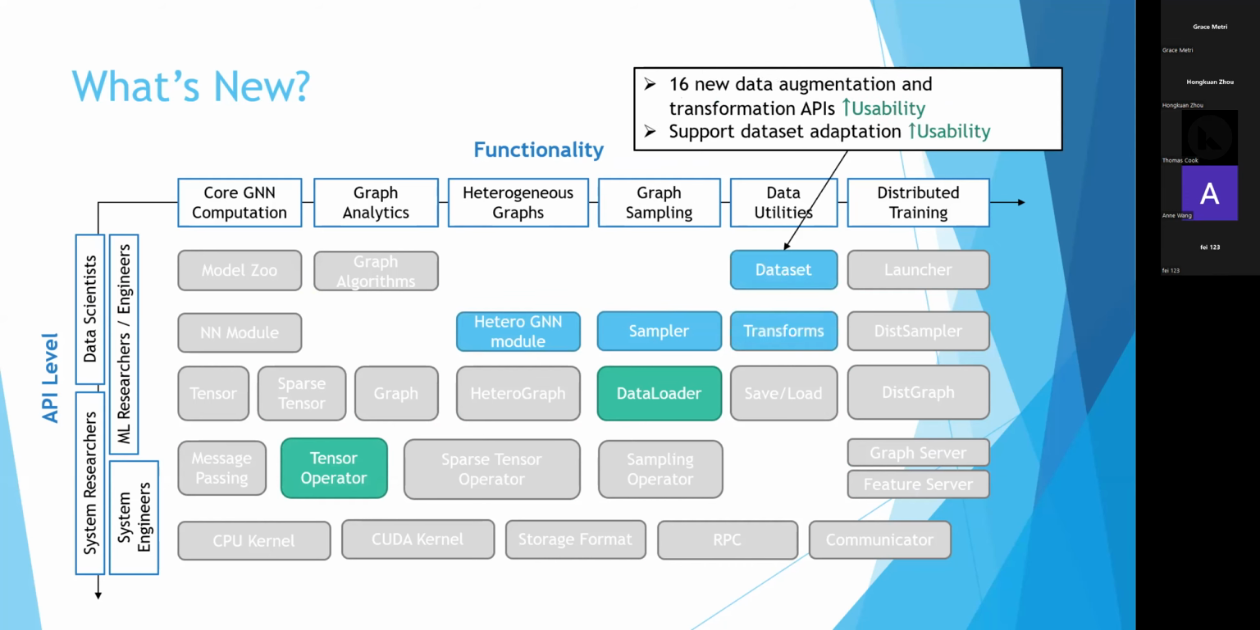And the next is the dataset. This is quite important. And also, as our previous speaker mentioned, data augmentation has become a very important research topic in GNN research. So we greatly improved the data utilities in our recent releases. We provided new data augmentation transformation APIs and also support dataset adaptation. If you have a dataset originally designed for node classification, you can easily adapt it for link prediction. So you can try out different datasets on different tasks very easily.